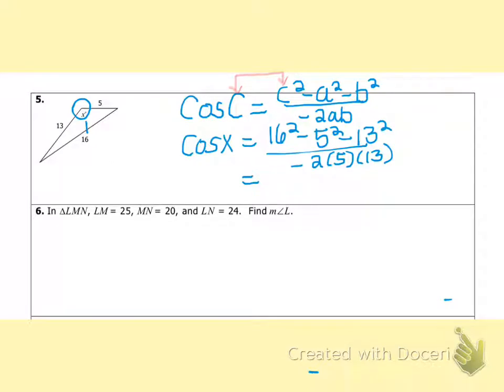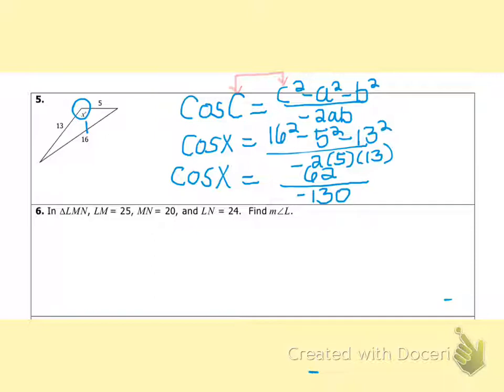With our law of cosines for sides, we could pretty much do it all in one step, all in the calculator. With this, you definitely cannot. You need to break this down and do a couple steps to solve this. First of all, you want to figure out what the numerator of your fraction is. That'd be 16 squared minus 5 squared minus 13 squared, and that turns out to be 62. So my numerator is 62. My denominator is negative 2 times 5 times 13, which is negative 130.